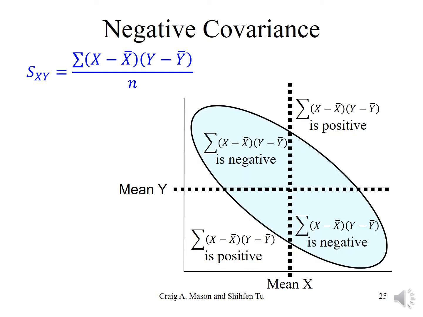The same pattern applies to a negative association, but in the opposite direction. The more negative the association, the more cases we will see in quadrants where the cross product is negative, and the fewer cases we'll see in the quadrants where the cross product is positive. As a result, the value of the covariance will be more and more negative the stronger the negative association.